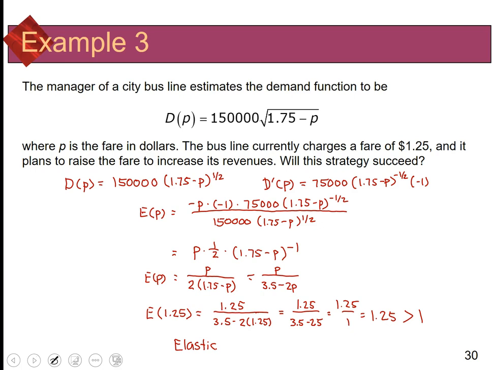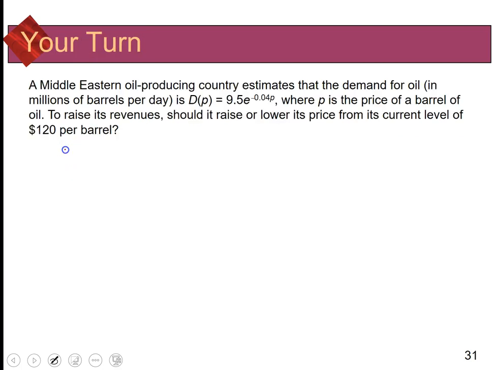So now it's going to be your turn. A Middle Eastern oil producing country estimates that the demand for oil in millions of barrels per day is D of P equals 9.5 e to the negative 0.4 P, where P is the price of a barrel of oil. To raise its revenues, should it raise or lower its price from its current level of $120 per barrel?